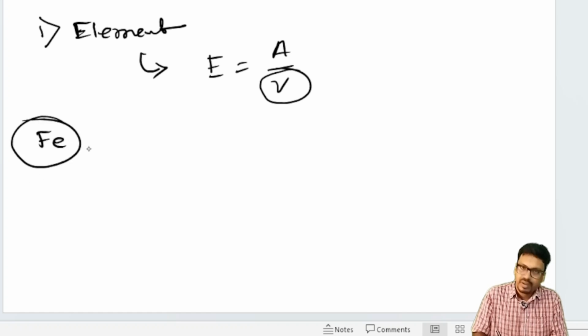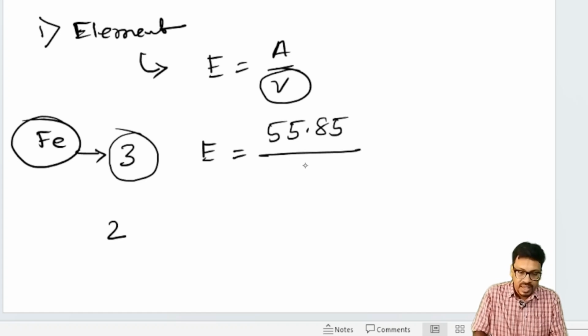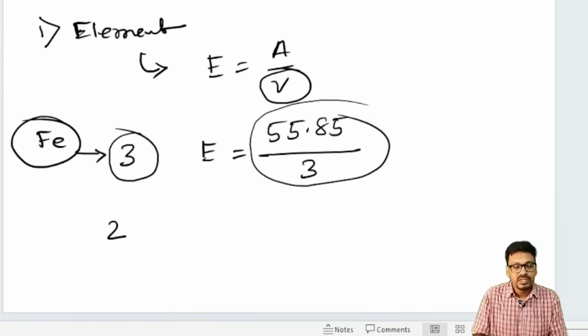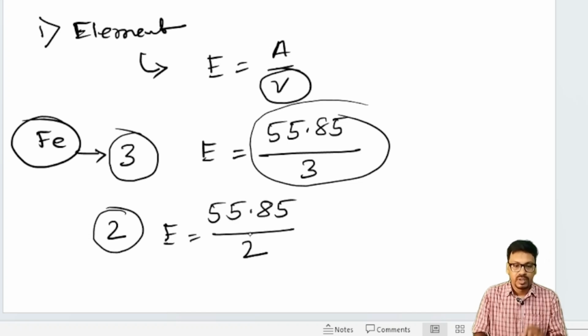Iron has two valencies, that is 3 and 2. So in case of the ferric state, the equivalent weight is 55.85, this is the atomic mass of iron, divided by 3. So the equivalent weight is this one. And for the ferrous state, the equivalent weight is 55.85 divided by 2, because the valency of ferrous is 2. Clear?